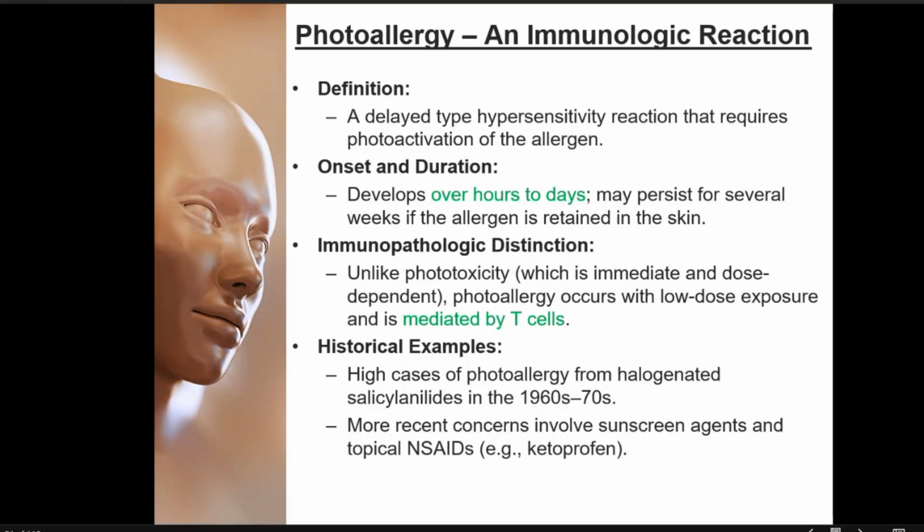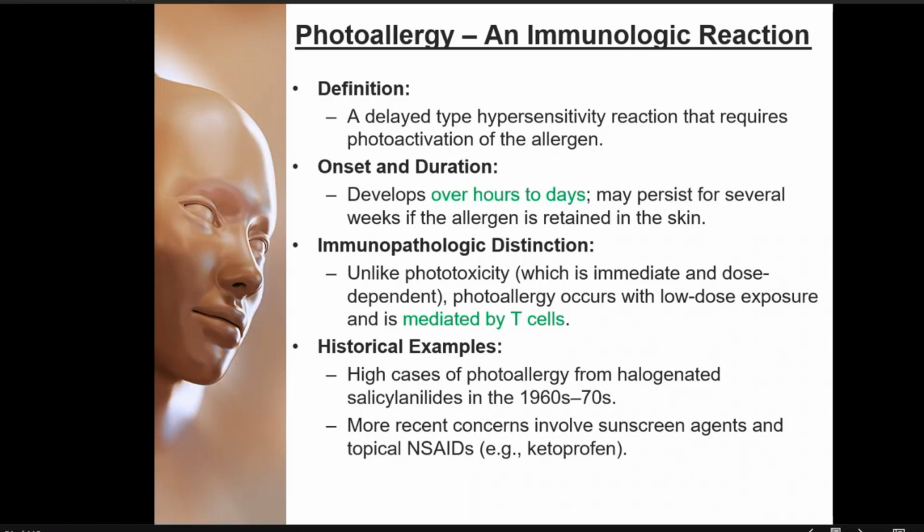Photoallergy and immunologic reaction. It is a delayed type hypersensitivity reaction that requires photoactivation of the allergen. The onset develops over hours to days, and may persist for several weeks if the allergen is retained in the skin. Unlike phototoxicity, photoallergy occurs with low dose exposure, and it is mediated by the T cell.